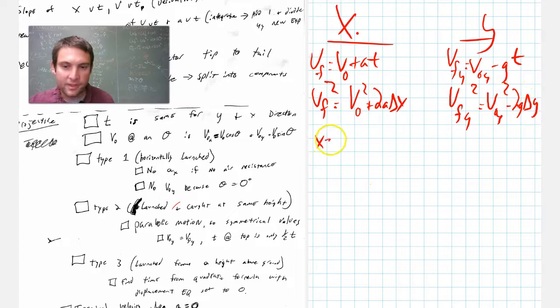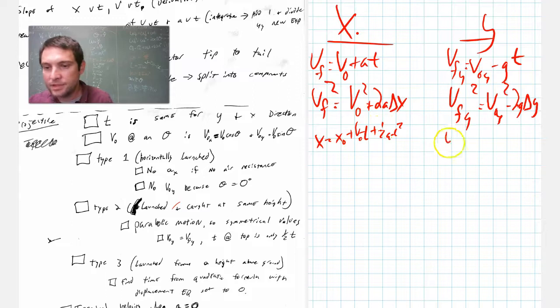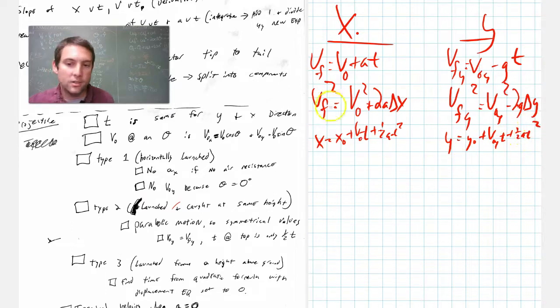And then we have the displacement, x equals x naught plus v naught t plus 1/2 a t squared. And then displacement in the y, y equals y naught plus v naught y t plus 1/2 a t squared. Enough. All right, so as you can see, x and y behave entirely separately.